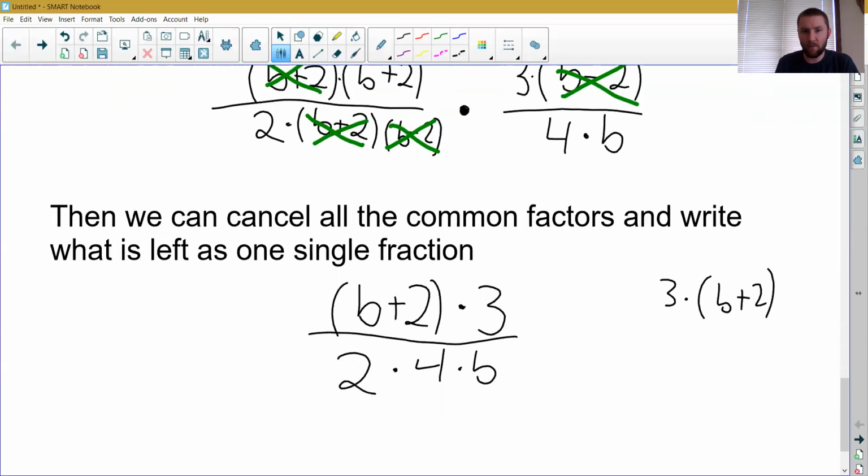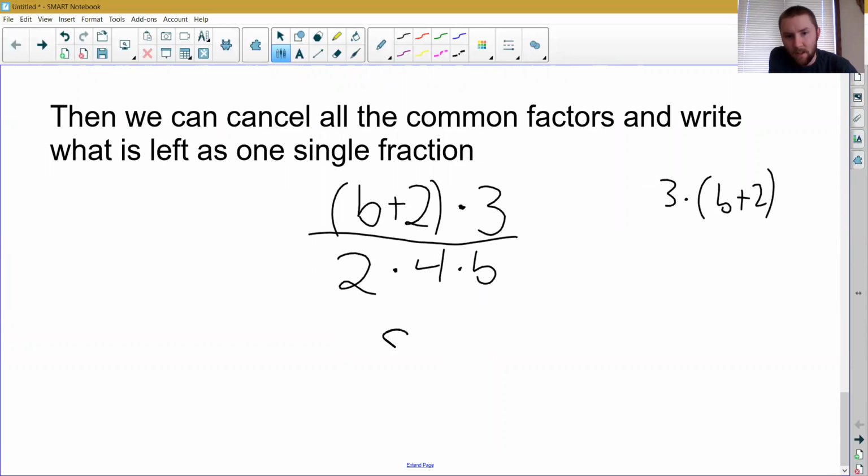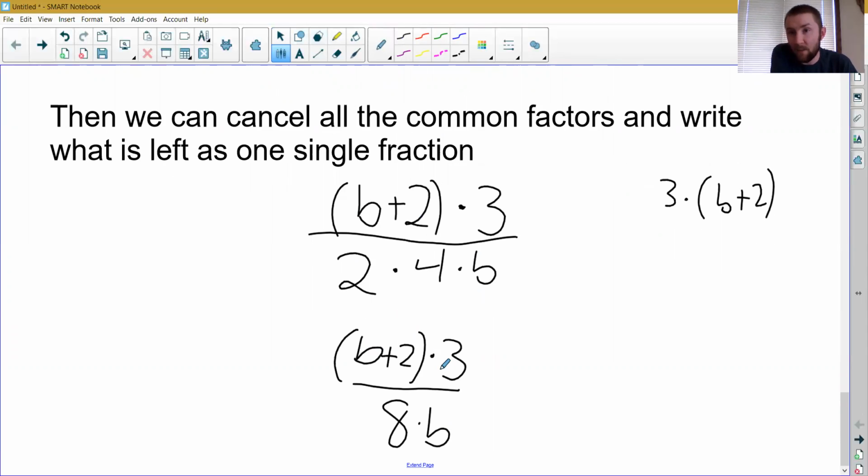Now I can do a little bit more simplifying here. 2 times 4 is 8, so I can make the bottom just 8 times b, or just 8b. I'm going to move that down so that I have a little bit of room here. And then the numerator is still b plus 2 in parentheses times 3. Now there's nothing else that can be canceled here because 3 does not cancel with 8. There are no common factors there. And this b plus 2, I don't see a b plus 2 on the bottom. I see a b, but I do not get to cancel this b with this b because the b on the numerator is plus 2. So they cannot cancel out. So this is my simplified version.